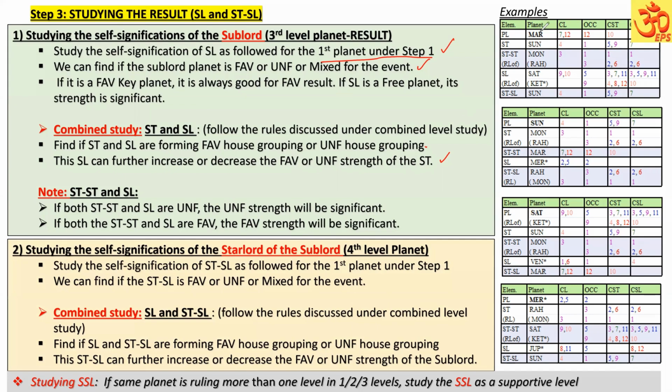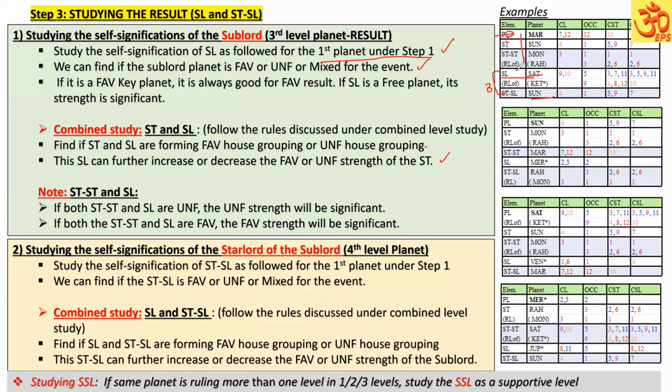You can see here a few EPS tables given. Let us check the Mars planet. These 3 levels, planet, starlord and starlord of the starlord, we studied in the previous parts, step 1 and step 2. This is step 3: sublord planet and starlord of the sublord. Right? So in that, now we are talking about only the sublord. Starlord of the sublord, we are going to discuss later.